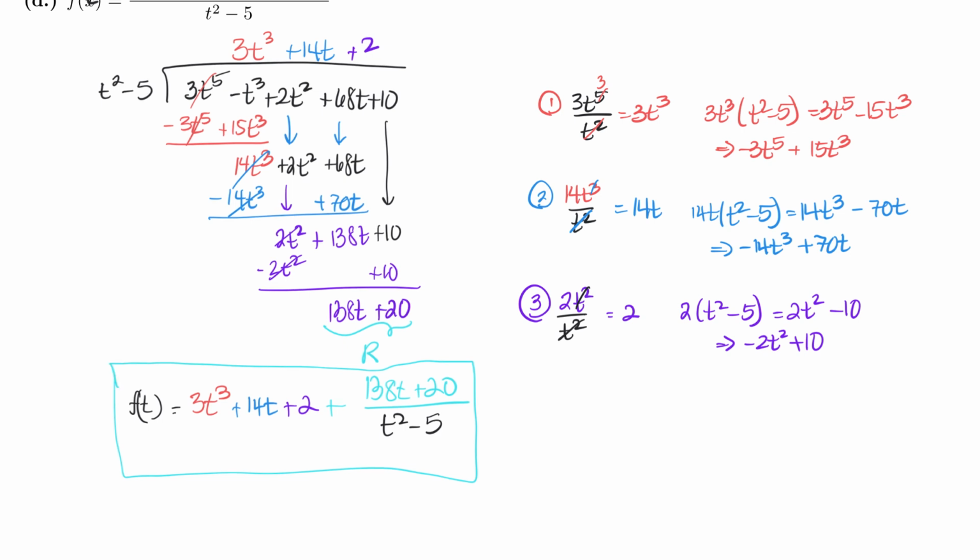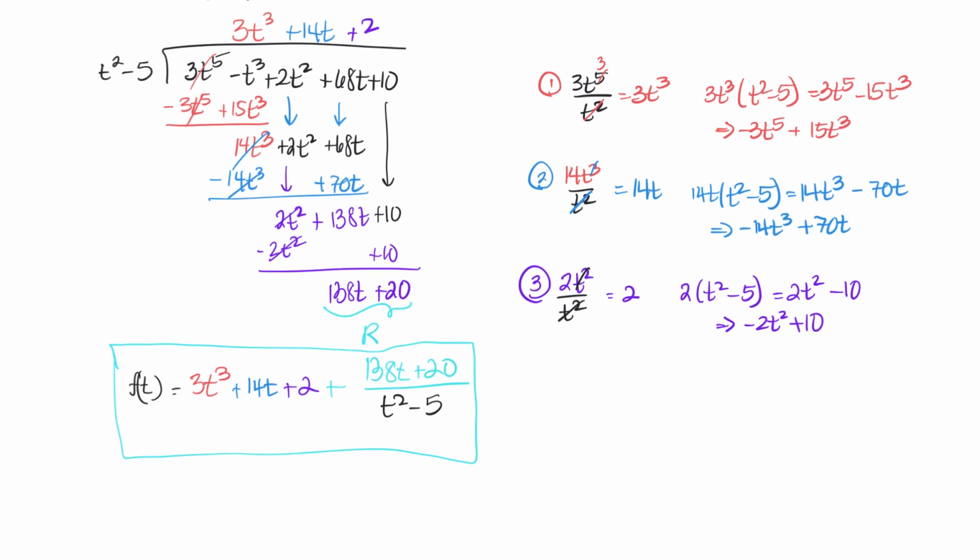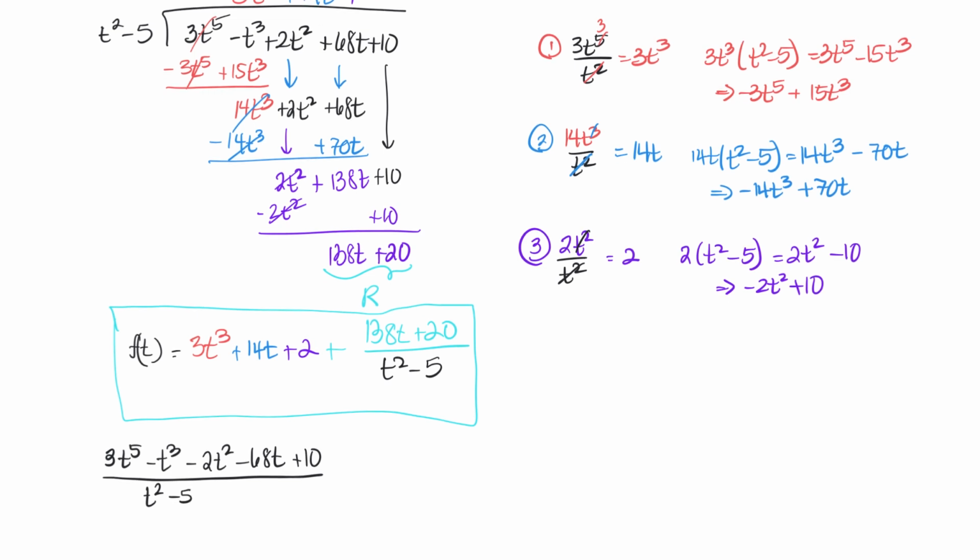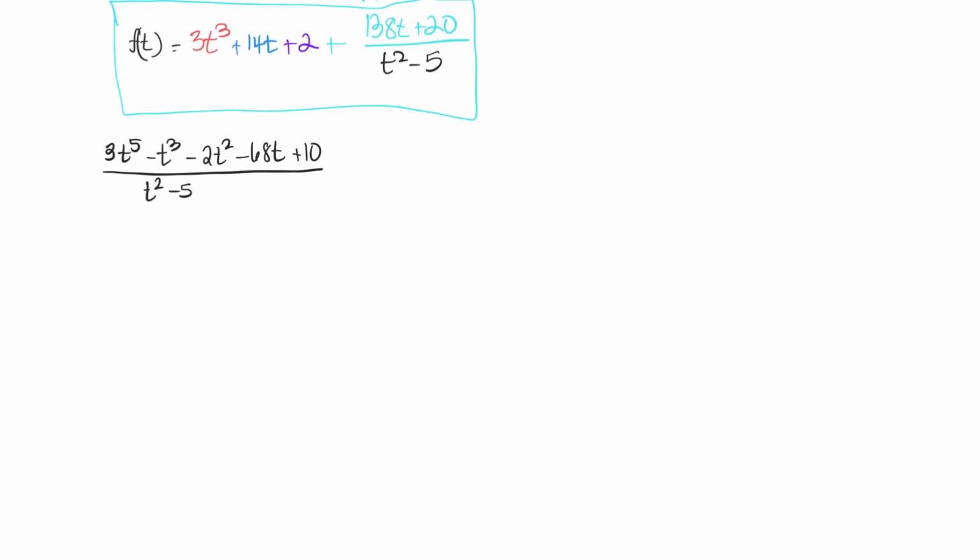The intention I had here was actually one that would have made this a little bit simpler. And I'm going to scroll just a little bit here. That would have been 3t to the fifth. It is still minus t to the third, but then it was minus 2t squared and minus 68t plus 10. And then we still divided it by t squared minus 5. So if you would like to try this one for additional practice, I believe we have enough space to do so. So let's try it.